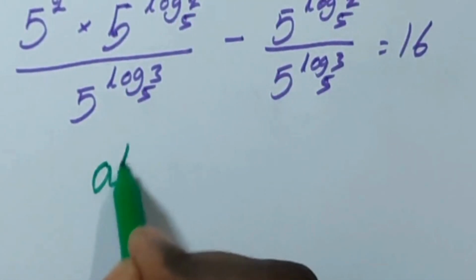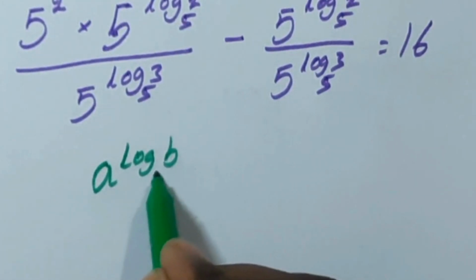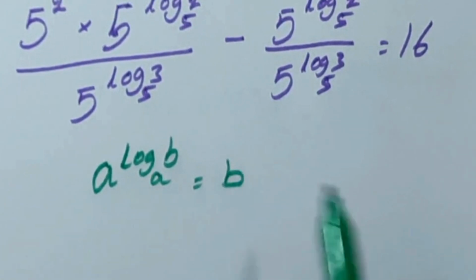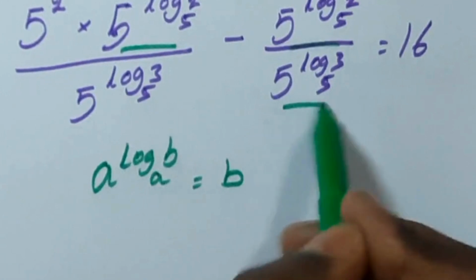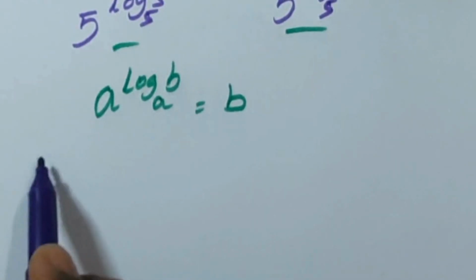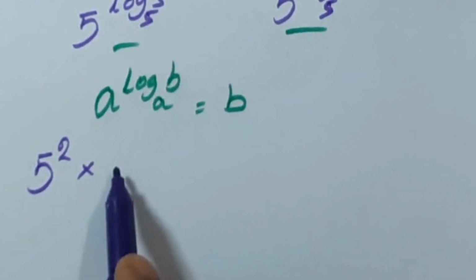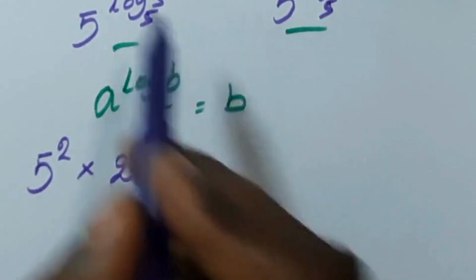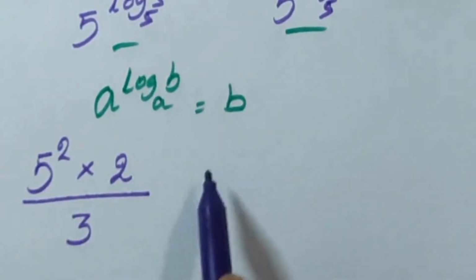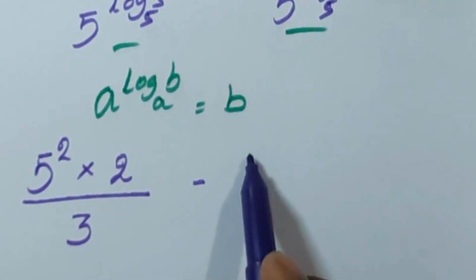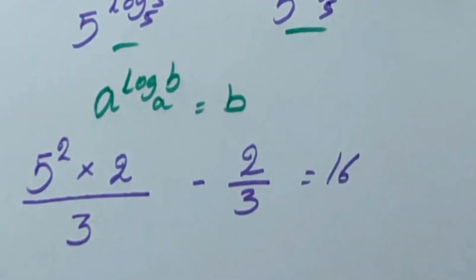A power log b base a equal to b. This formula we are going to implement here and here. This 5 power log 2 base 5 is 2, and here it is 3, so it is 2 by 3 equal to 16.